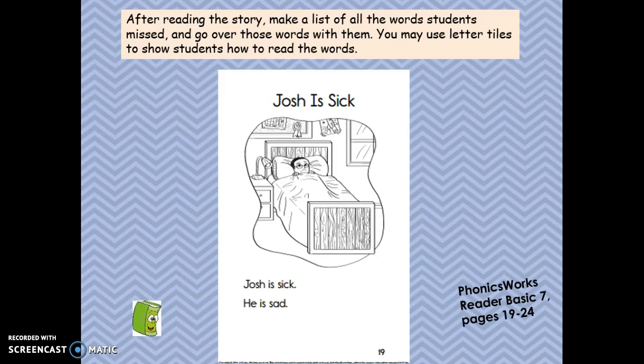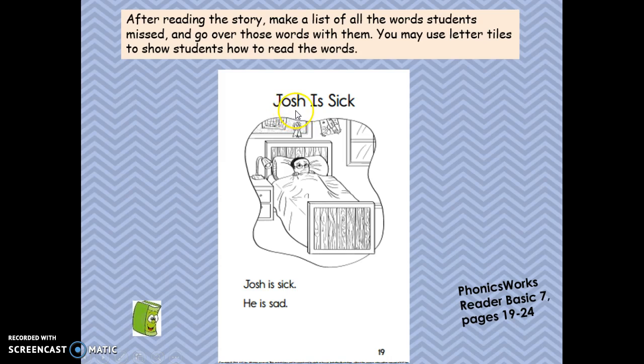Your final offline activity in this lesson is to read from the phonics reader, and the book is titled Josh is Sick. So help your student stretch out those words when they come to a tricky word. Look for those digraphs. You might even have them make a list of some that they see in the book that they practice during the lesson.